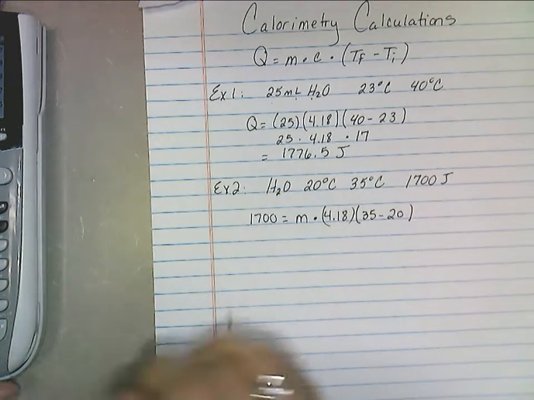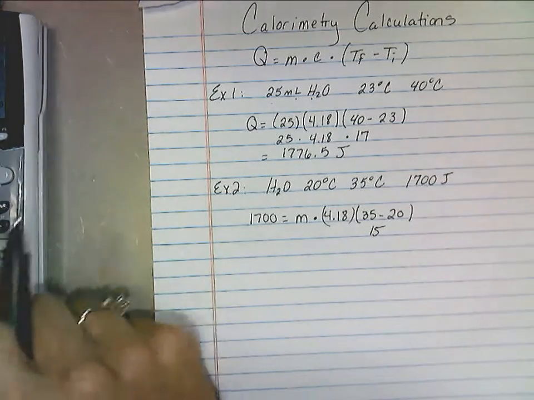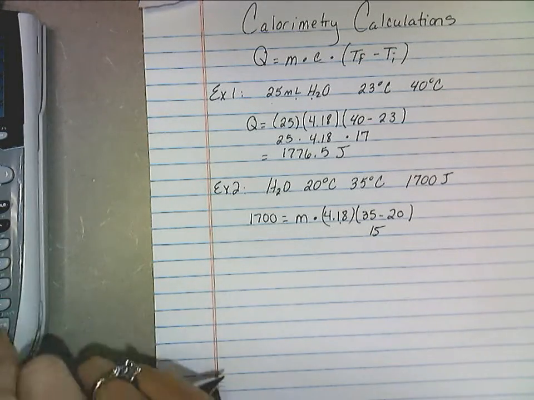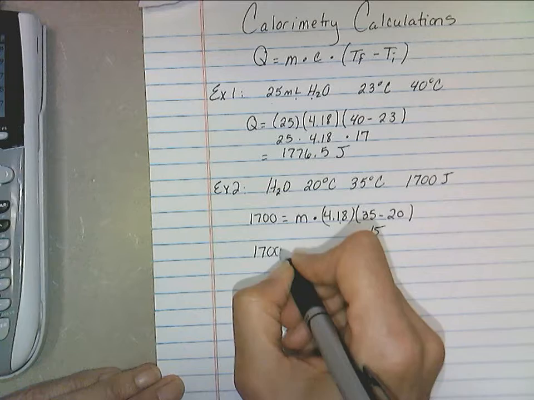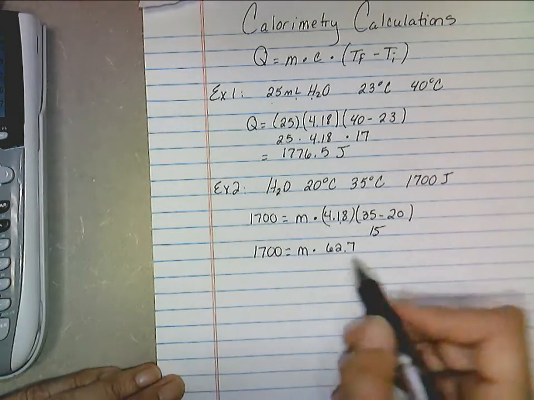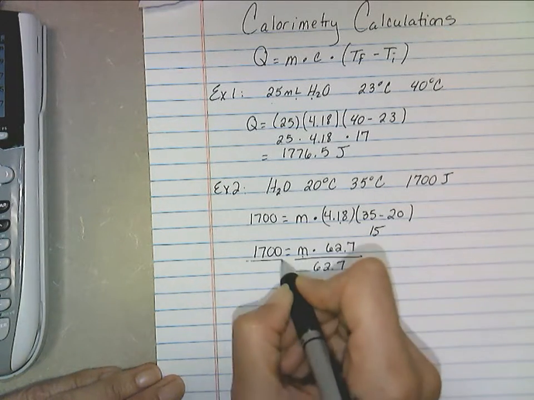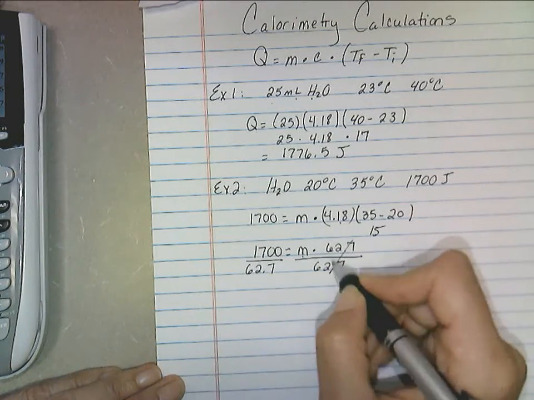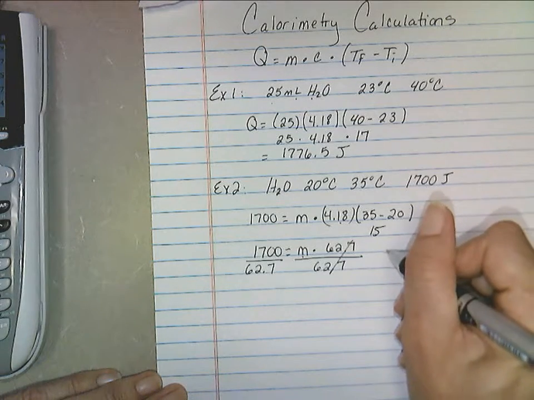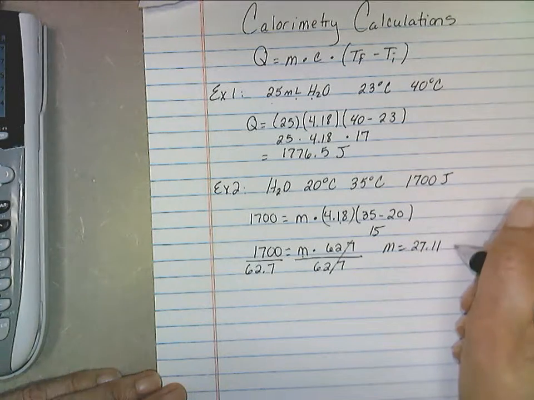Do the parentheses stuff first. I get 15. Take the 15 times the C, 4.18. This gives me, if I recopy all this, 62.7. Now, to solve for M, I'm going to divide both sides by 62.7. These cancel, and I get a mass equal to 27.11. It comes out in grams.